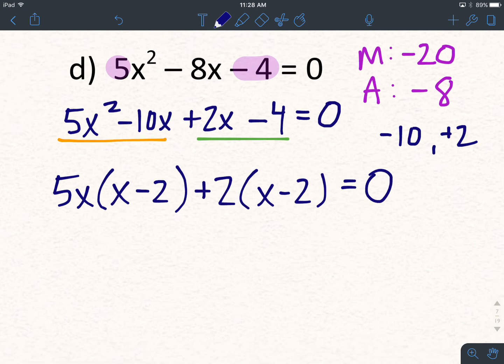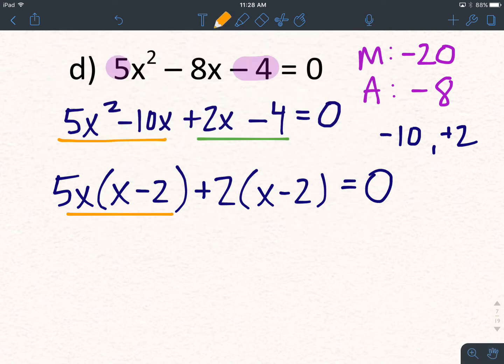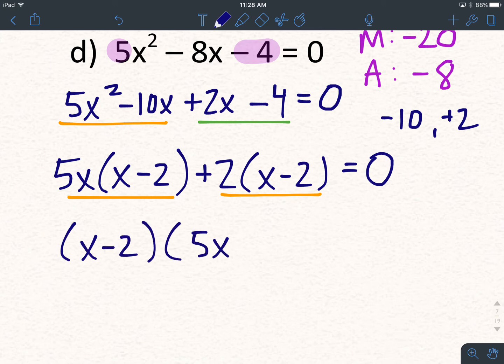So now I have two terms left again. I have this big term and I have this big term, and I'm now going to common factor those two terms. The greatest common factor to these two terms is the binomial x minus 2, which leaves me with, when I factor it out, 5x plus 2. And again, that whole thing's going to be equal to 0. So now it's been factored.